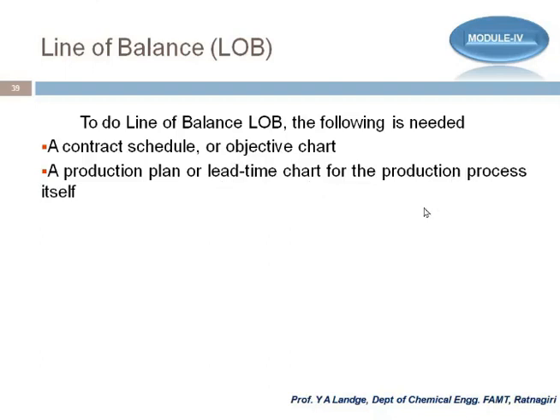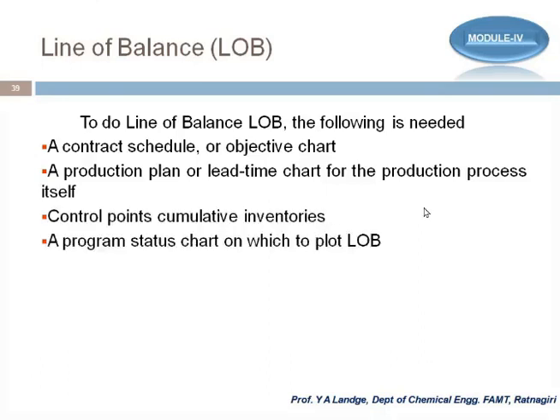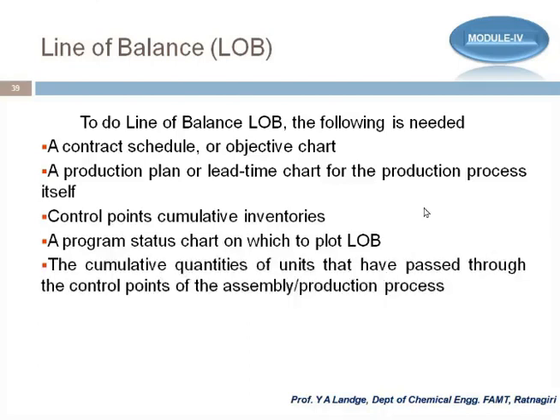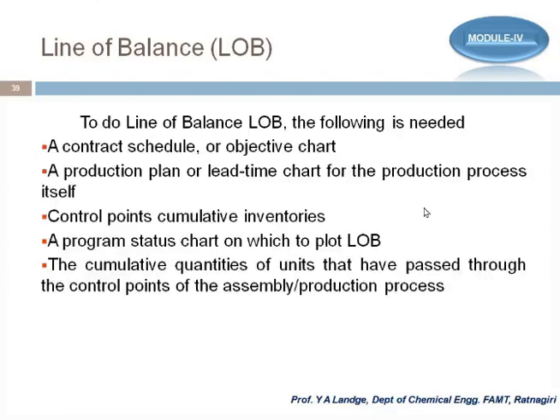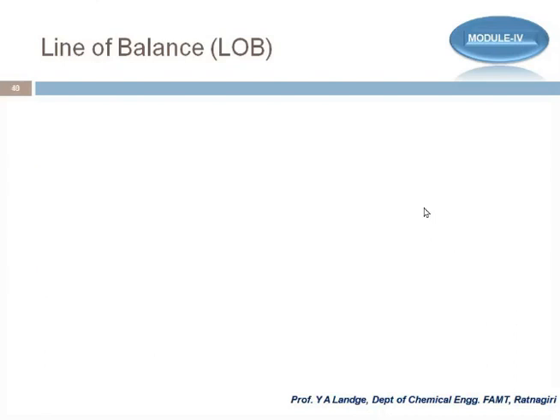The latest status of the project, the control points, cumulative inventories that are needed, program status start chart on which to plot the LOB, and cumulative quantities of the units that have passed through the control points. These are the data that we need for completion of the line of balance. So what is the advantage? Let's see first the advantage of it.